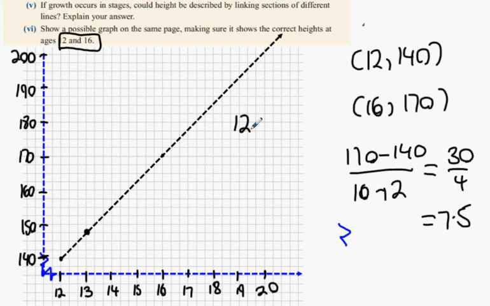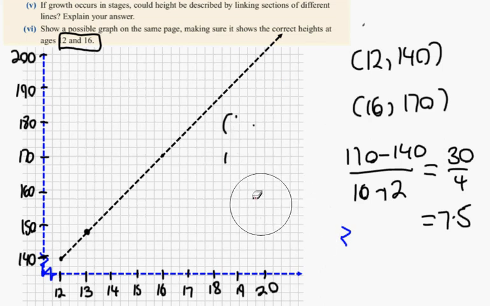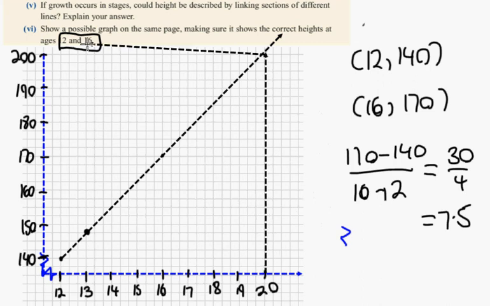So look, if it's 12, 140, what's going to be 11? 11 and 132.5, 10 and 125, 9 and 117.5. I estimated that pretty quickly, didn't I? Just reversing the slope and going backwards. What about 20 from your graph? What do you reckon, 20 and 200, is it? Let's find out. Straight up, straight across. He's 200 centimeters tall at age 20.